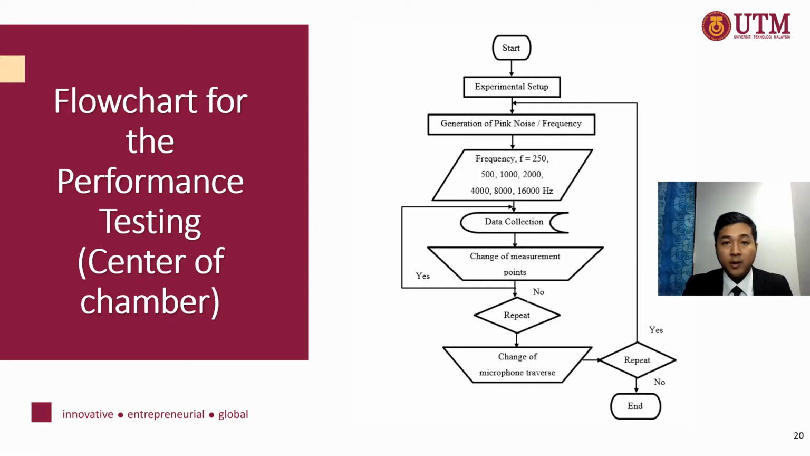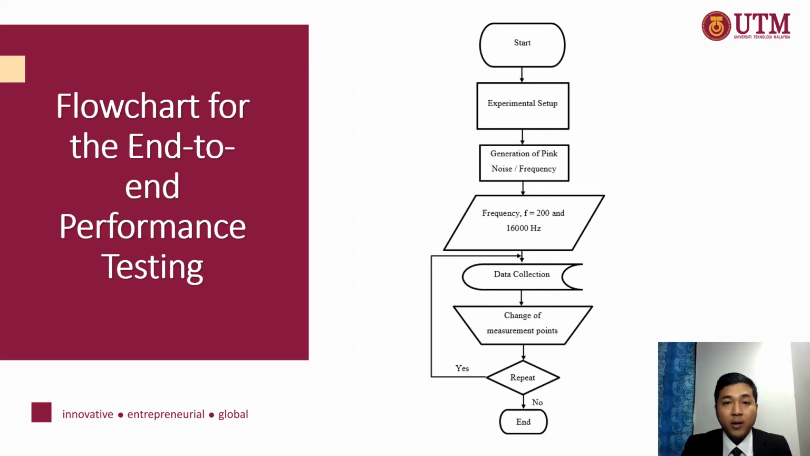For each foam parameter, the testing will be done based on this flowchart and the next flowchart, namely the testing from the center of the chamber and the testing of end-to-end chamber. The difference between this flowchart and the other flowchart is the frequency as well as the microphone traverse. This flowchart only has one traverse, and only two frequencies, which are the low and high frequency.